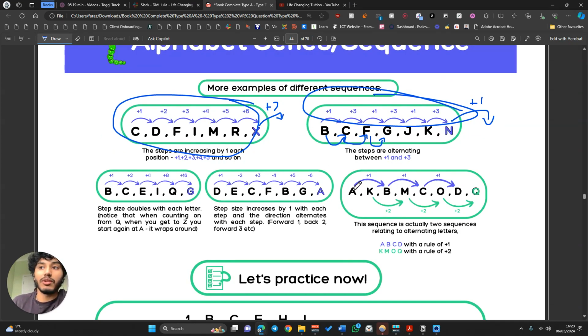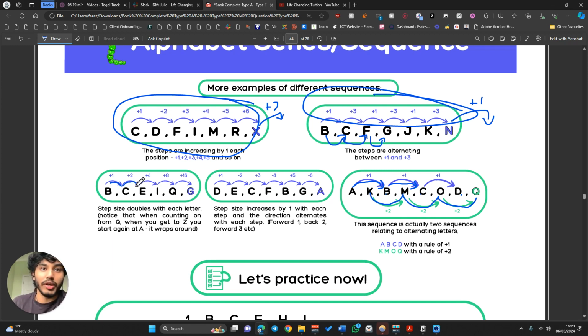You can see what you might be doing is going from A to B. It might be skipping one, and the series is happening between skips. So it goes A, B, C, D, and you can see here it's going K, M, O, Q. So these are some different ones that you can find out.